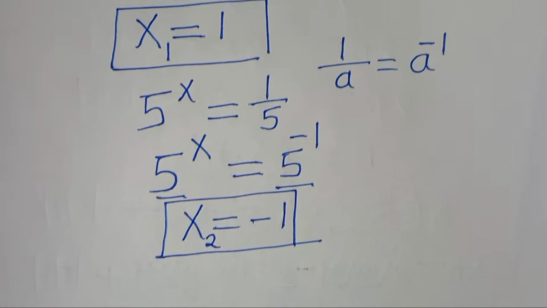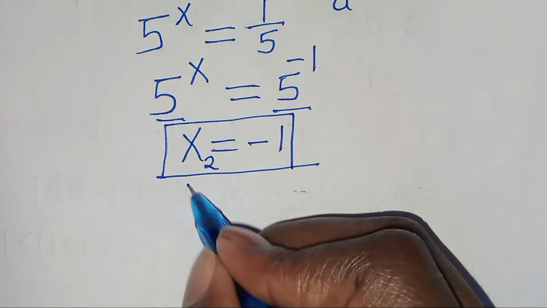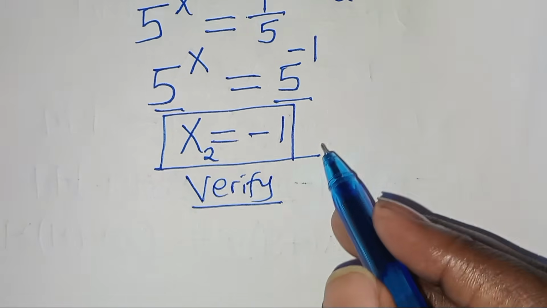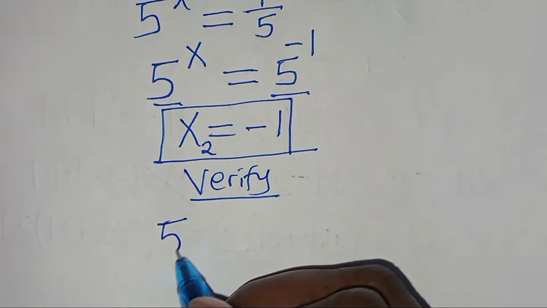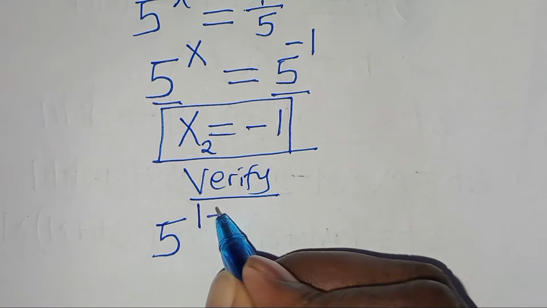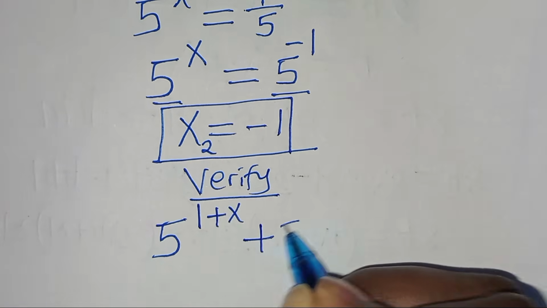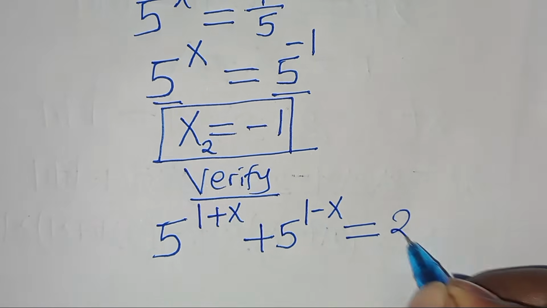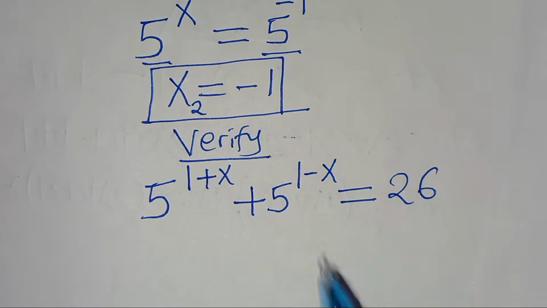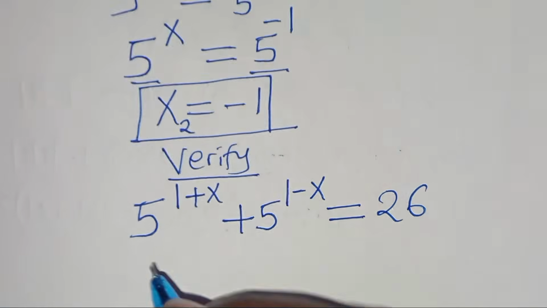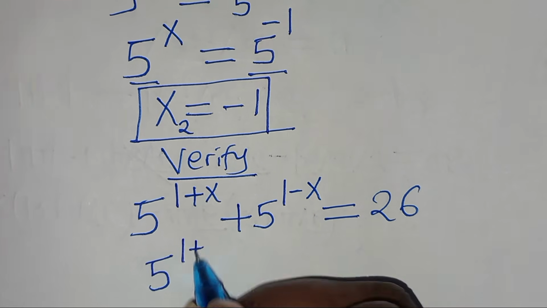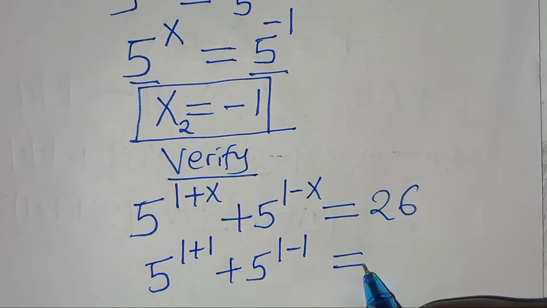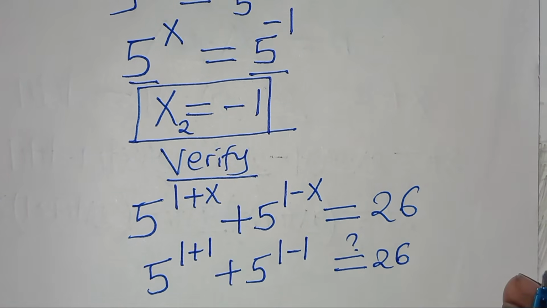So the next step here is to verify. So let's verify that x1 and x2 satisfy the equation. So if you recall, we have 5 raised to the power of 1 plus x plus 5 to the power of 1 minus x. This is supposed to give us a value of 26. So let's substitute x1, which is 1. So here we have 5 to the power of 1 plus 1, then plus 5 to the power of 1 minus 1. This is supposed to give us a value of 26.